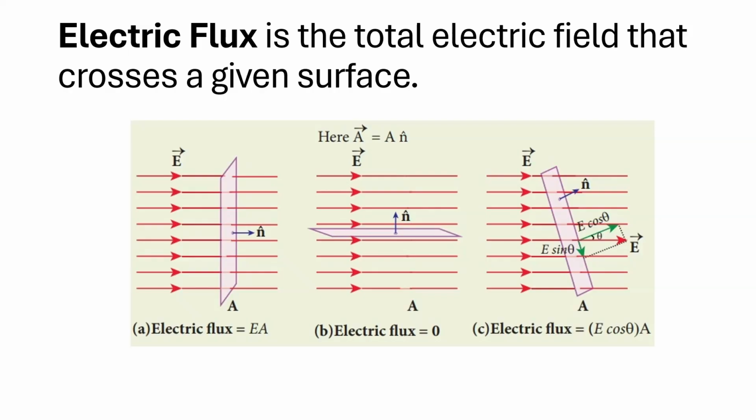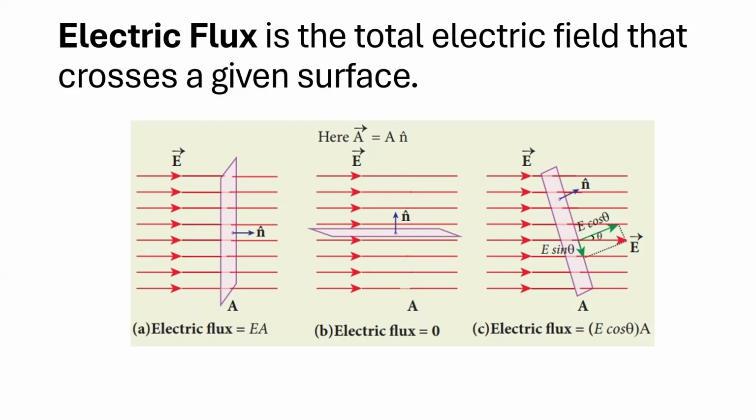In letter A, the surface of the plane is positioned perpendicular to the direction of the electric field lines. And in case B, you notice that the surface of the plane is actually parallel to the direction of the electric field lines. And in letter C, the surface of the plane is positioned at an angle with respect to the direction of the electric field lines.